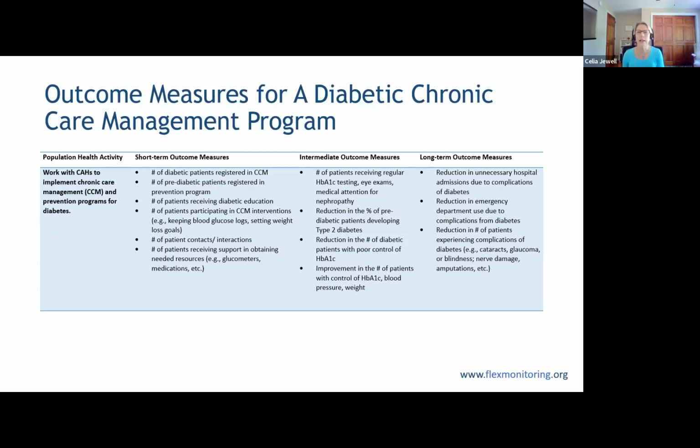These are measures that you or your critical access hospitals could use to evaluate if the program is having its intended impact. The short-term outcome measures measure the level of engagement of pre-diabetic and diabetic patients in the program. The intermediate outcomes measure change in patients' health, such as reducing the percent of pre-diabetic patients who develop type 2 diabetes and improving the control of blood glucose levels or other biometrics in the target population. The long-term outcome measures measure the impact the program has on reducing unnecessary hospital readmissions, emergency department use, and the number of patients with complications from diabetes. This example can be found in our latest population health evaluation brief that Sarah just shared the findings from.